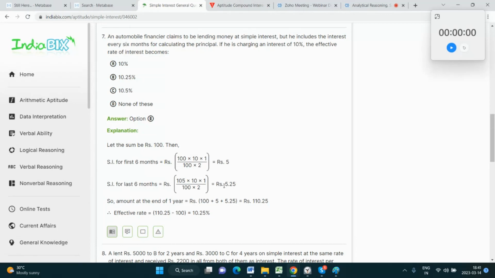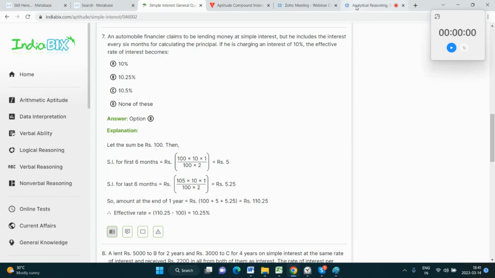So at the end of 1 year, how much total will he have paid? He would have paid 5 plus 5.25, which is nothing but 10.25%. That is, 110.25 total minus the 100 he took first is the interest he has paid.